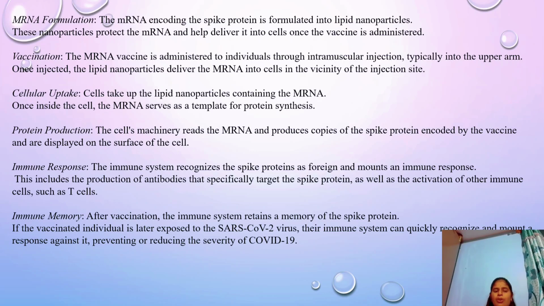The immune memory. After the vaccination, the immune system retains a memory of the spike proteins. This allows the immune system to mount a quick response against future exposure, preparing for a reduction in the severity of COVID-19.